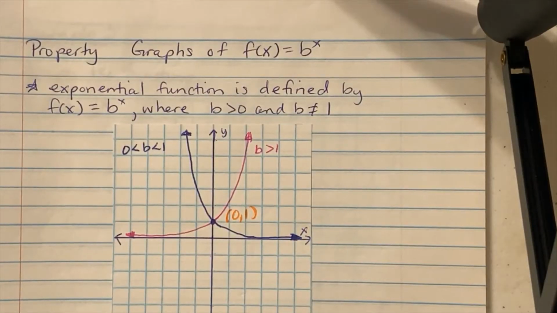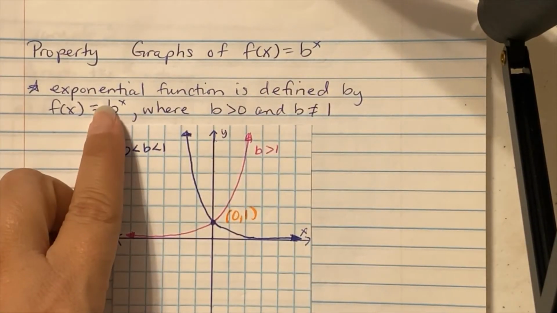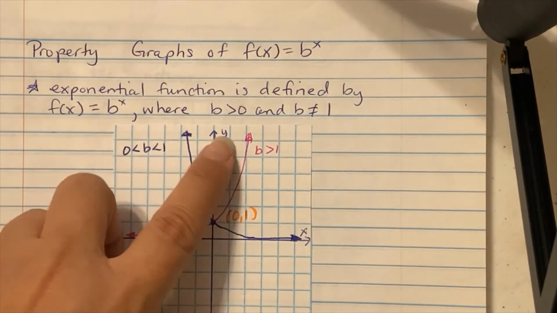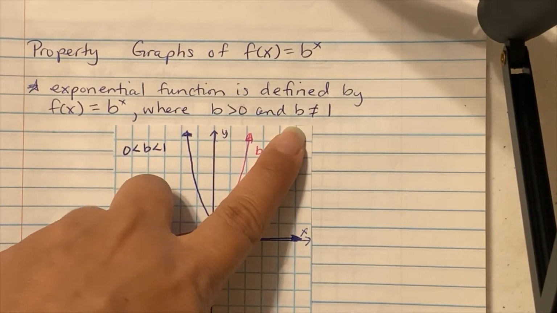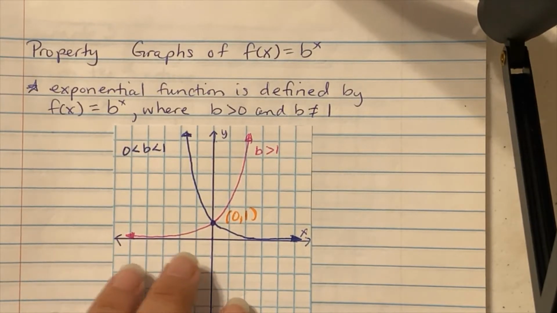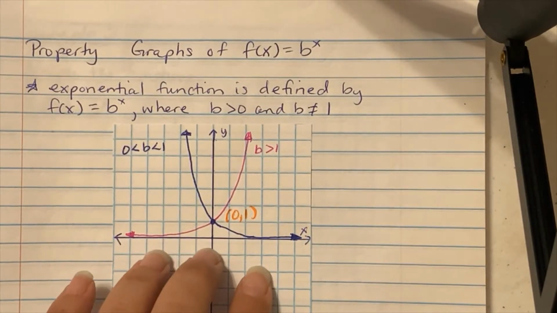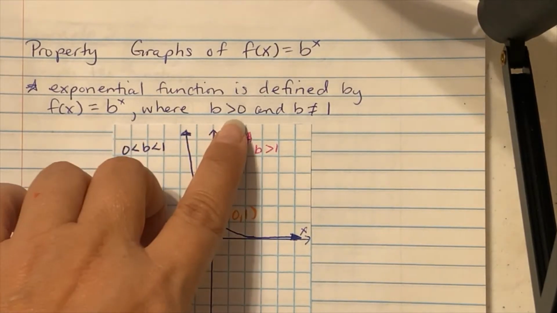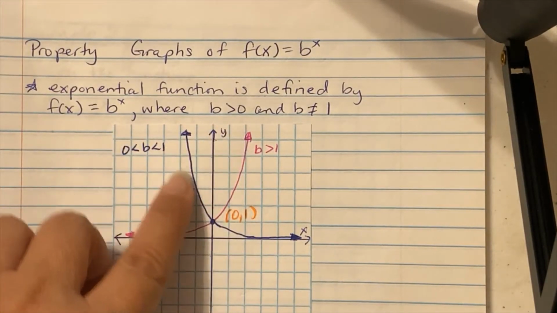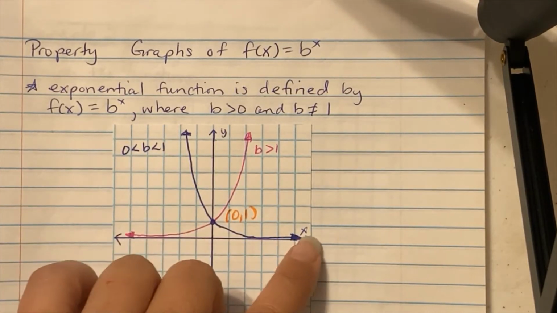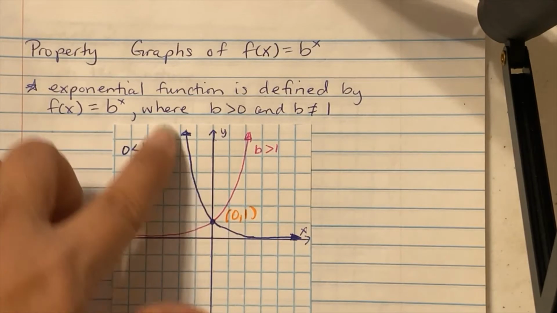Okay, properties of graphs of f of x equal to b to the x. So an exponential function is defined by f of x equal to b to the x power, where b is greater than 0 and b does not equal 1. So in this graph depicted here, the first thing I notice is the graph lines do not drop below the x-axis. What does that mean? It means, remember, you're bound by 0. Your b value has to be greater than 0.